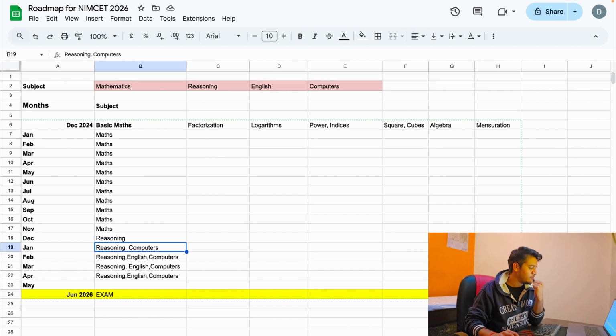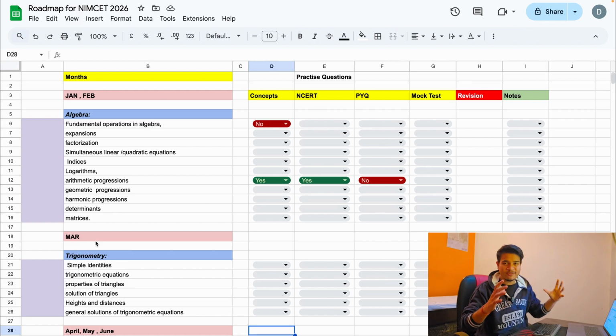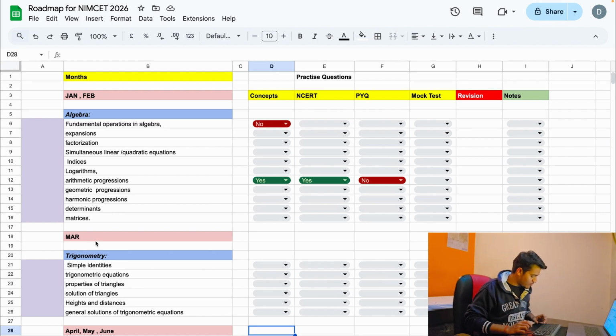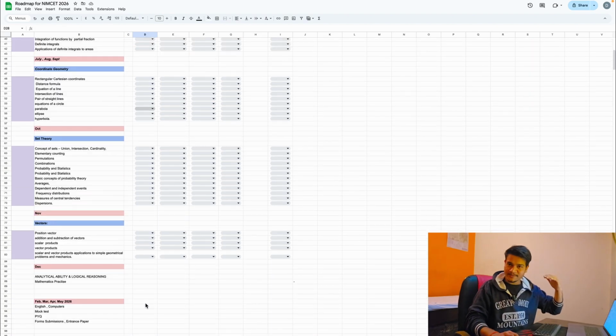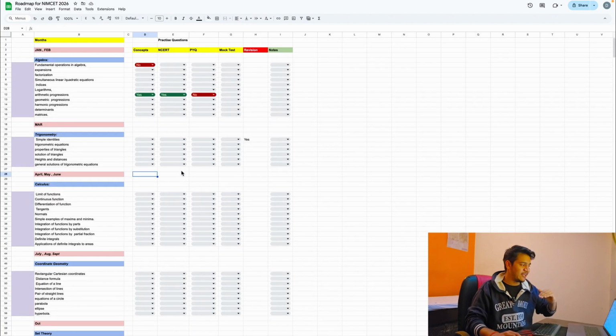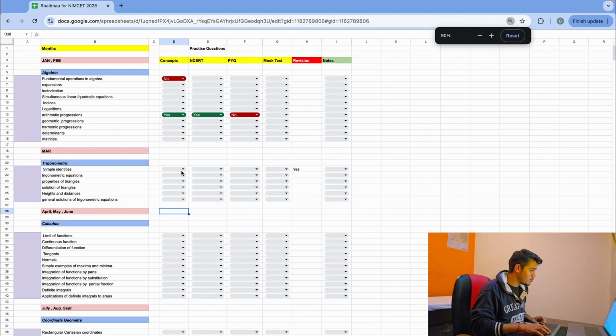Let's get on to sheet number 2. Let me give a brief introduction about what this sheet contains. This sheet contains the month, the topics that you will be covering in that month, then a drop down box that will help you track which topics you have already prepared and which topics you have to prepare. Let's see one more thing.